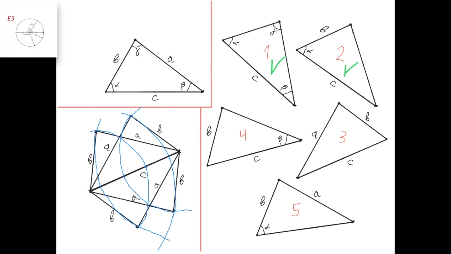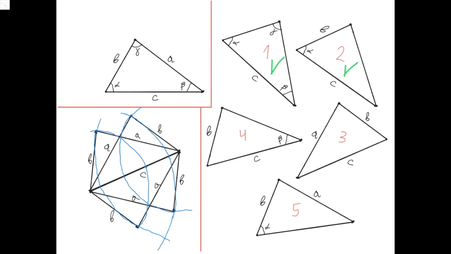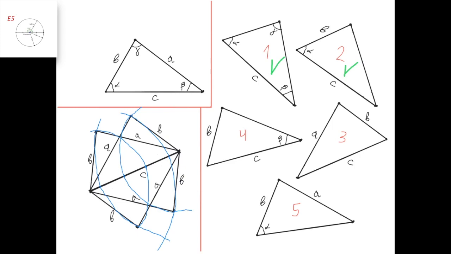Now note that the two circles with radius B, the first centered here and the second centered here, are symmetric to one another with respect to the perpendicular bisector of the side C. And the same thing applies for the circles with radius A, the first one centered here and the second one centered here. They're again symmetric to one another with respect to the perpendicular bisector of the side C. This means that this point and this point, the intersection points of the two pairs of circles, are also symmetric to one another with respect to this perpendicular bisector, meaning that this triangle is congruent to this triangle.